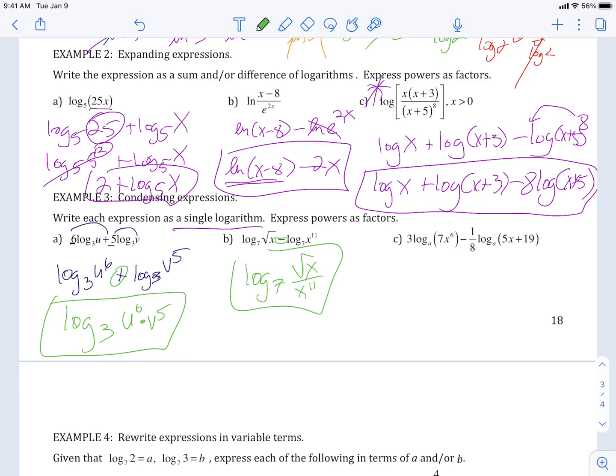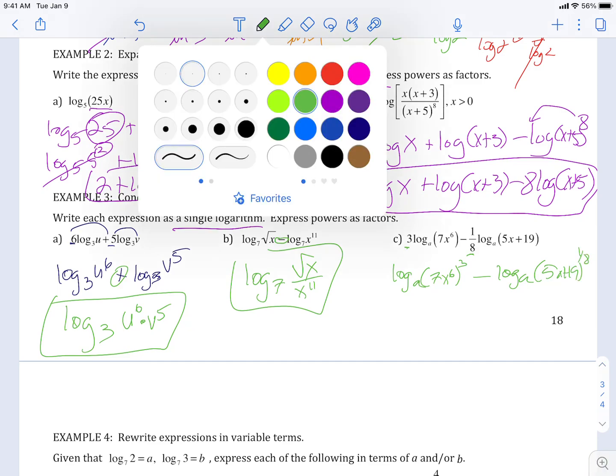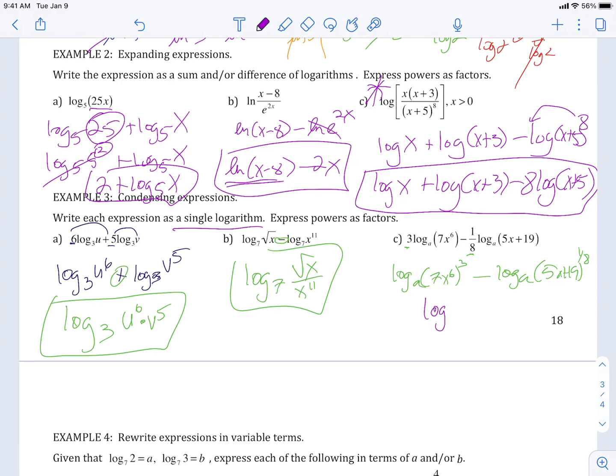Here, a lot of stuff going on. You see these numbers in front. Just go ahead and make those exponents. So log base a of 7x to the 6th to the 3rd power minus log base a of 5x plus 19 to the 1/8th power, and then rewrite it as a single logarithm with division, log base a of 7x to the 6th raised to the 3rd power over 5x plus 19 raised to the 1/8th power.